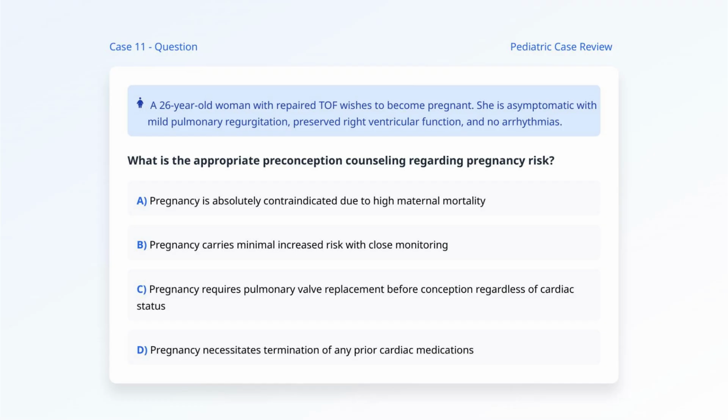Our 11th case involves a 26-year-old woman with repaired TOF who wishes to become pregnant. She is asymptomatic with mild pulmonary regurgitation, preserved right ventricular function, and no arrhythmias. What is the appropriate preconception counseling regarding pregnancy risk? Is it A. Pregnancy is absolutely contraindicated due to high maternal mortality. B. Pregnancy carries minimal increased risk with close monitoring. C. Pregnancy requires pulmonary valve replacement before conception regardless of cardiac status. Or D. Pregnancy necessitates termination of any prior cardiac medications?